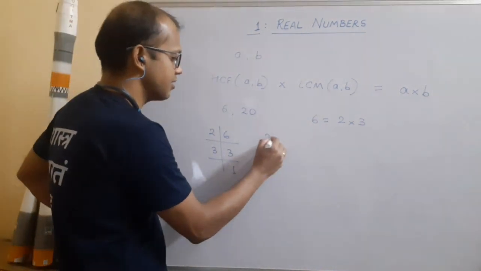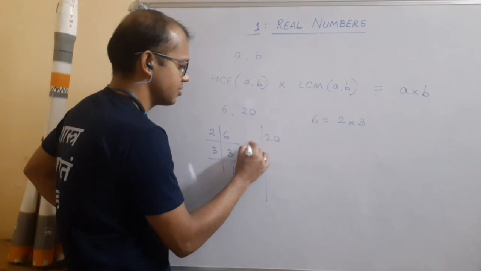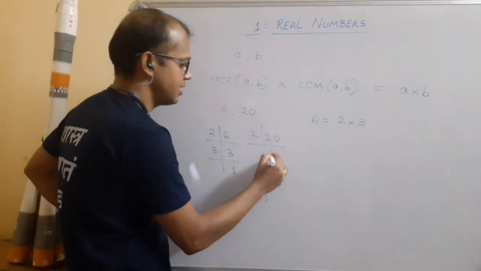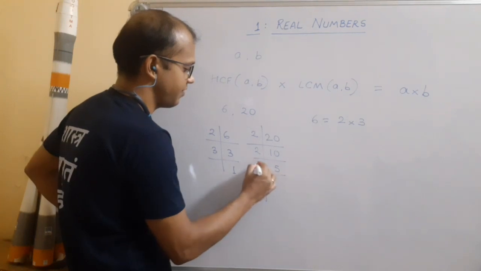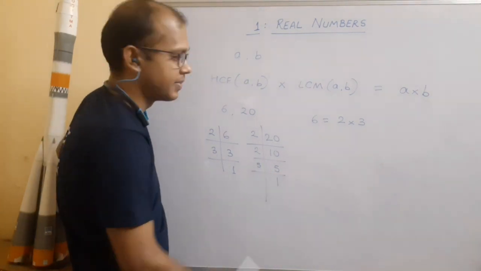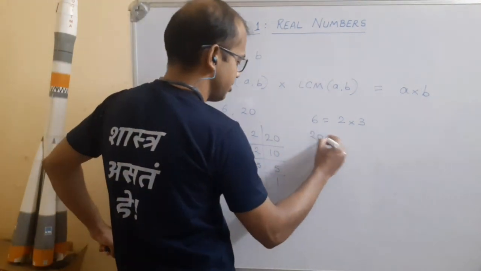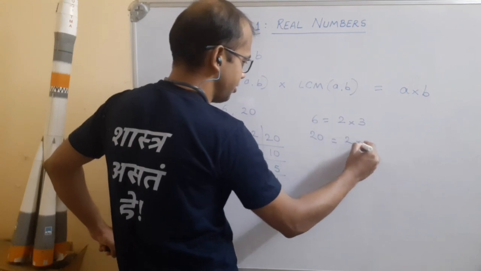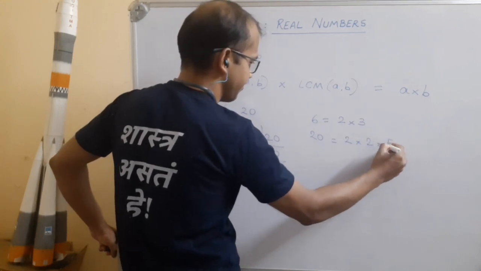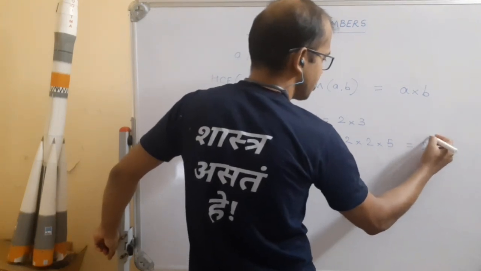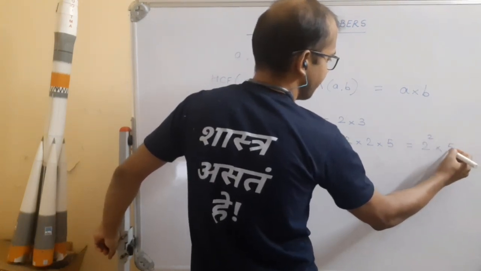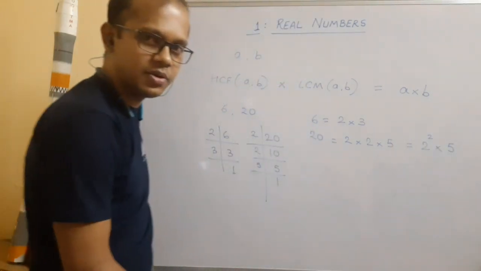Then we have 20. Let us factorize that. So 2 times 10 is 20, 2 times 5 is 10, and 5 times 1 is 5. So this gives us 20 equal to 2 into 2 into 5, which we can write as 2 square into 5. So far so good?